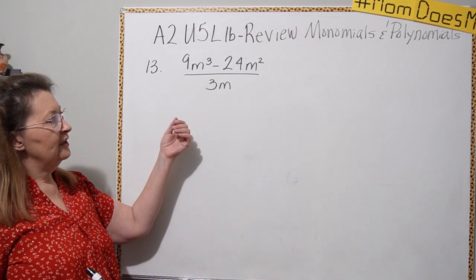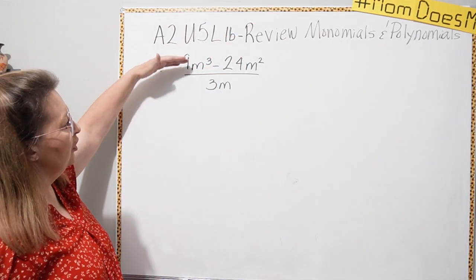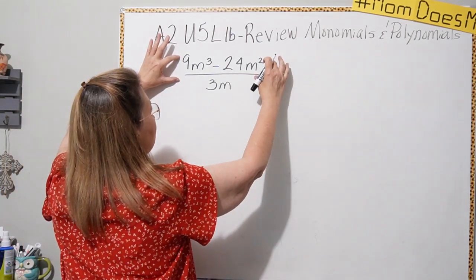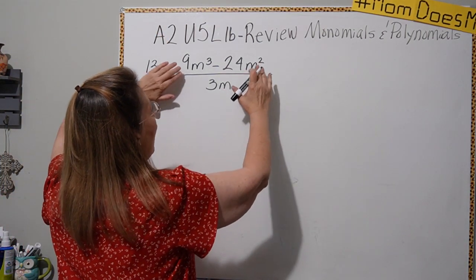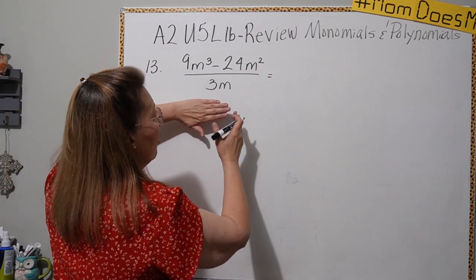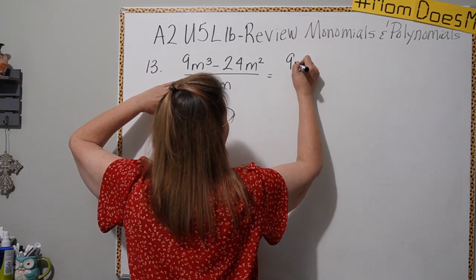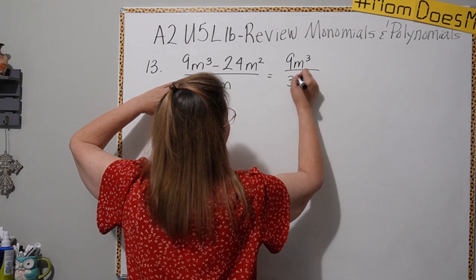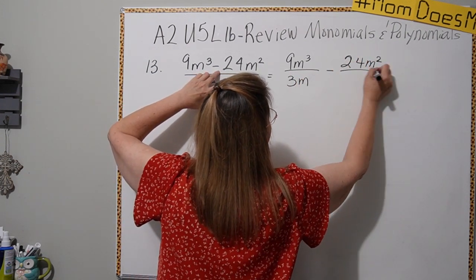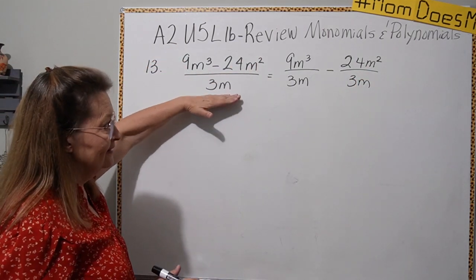Okay, our last section is on dividing polynomials. And what we have in this section, we have a polynomial over a monomial. Now, I do want you to understand when you have a polynomial on top and a monomial on the bottom, all of the terms, however many you have on the top, they share this denominator. You combine it to make it easier to write, but I want you to see what you actually have is 9m to the third over 3m minus 24m to the second over 3m. Every term actually has that denominator.